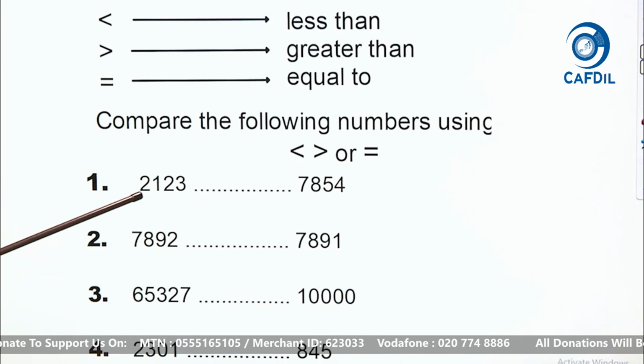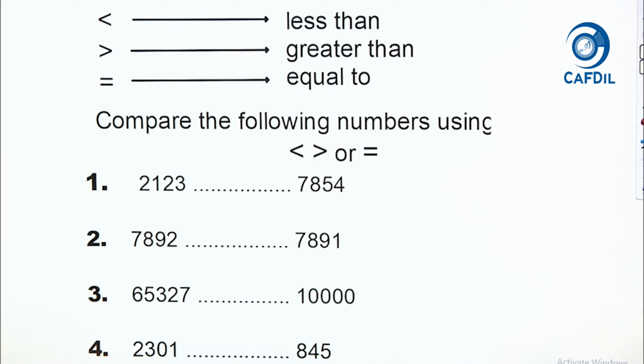So 2,123 is less than 7,854. I hope you are following. So quickly pick your pen, your pencils, and then insert the sign for me.